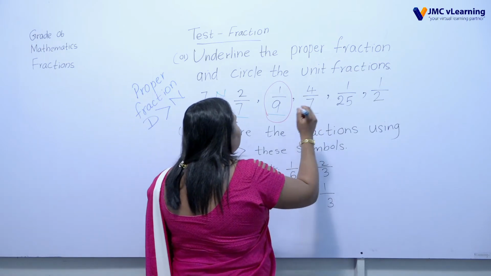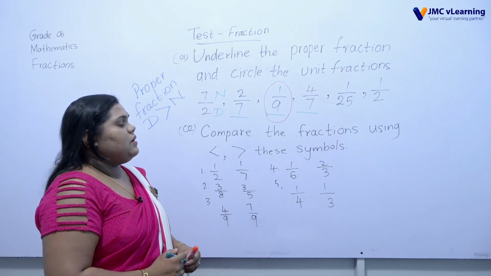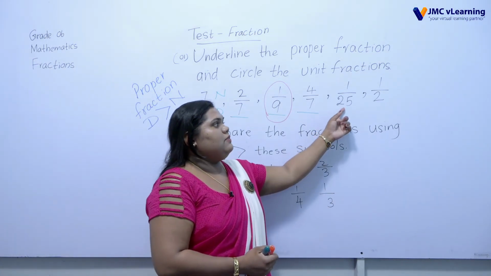So we have to underline it. Are you clear, children? Okay. Next. 1 out of 25.